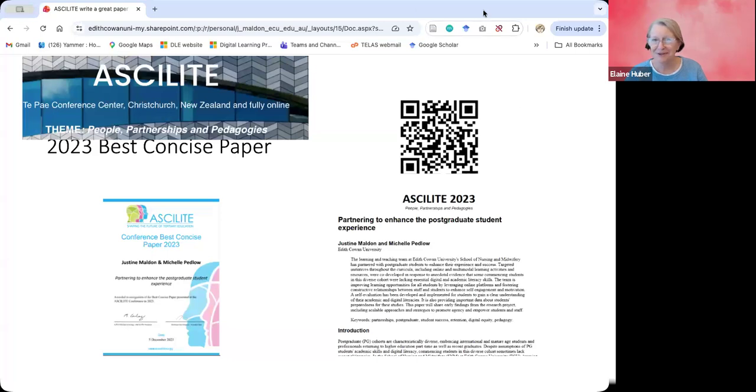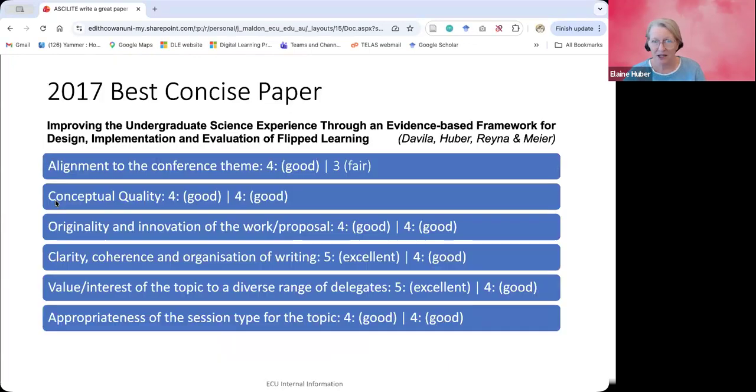All right, this was Justine's example, so that's why I was hoping she would be here by now. She and her colleague Michelle won this in 2023, best concise paper, and she's put a link there so you can go and have a look at it to get the idea of what is involved. She hasn't shared any further information, so I can't tell you any more about her best concise paper, but I do have another example.